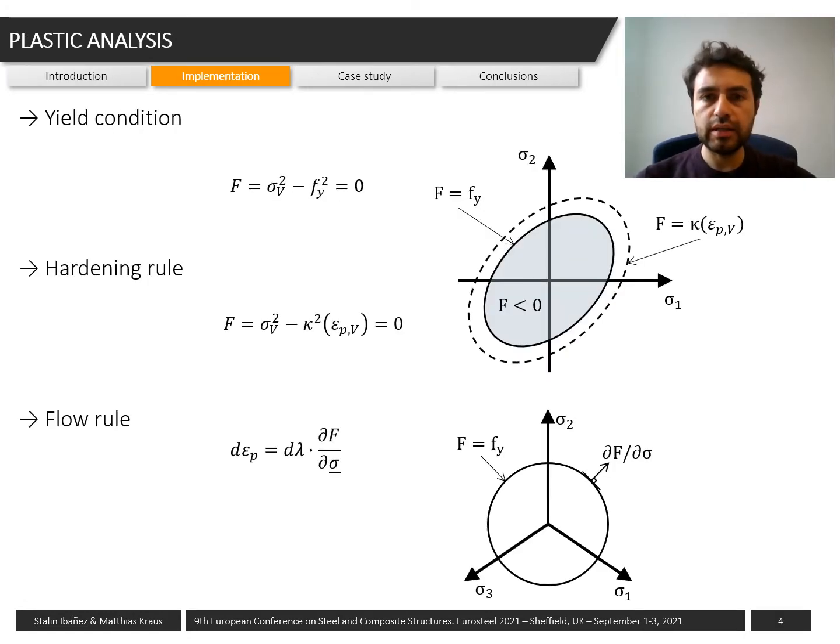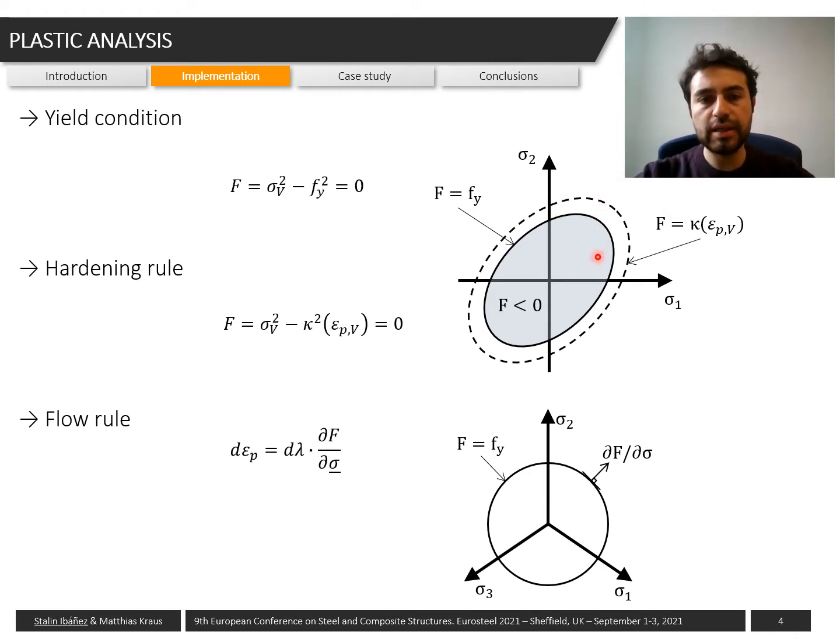Before going into the implementation of the plastic analysis algorithm, I would like to review three main conditions that should be fulfilled when we do any plastic analysis. The first one is the yield condition. In the yield condition, we ensure that the current stress state is always inside of the yielding surface. That means that the combined stresses cannot be bigger or outside of this surface. If they are, they have to be corrected.